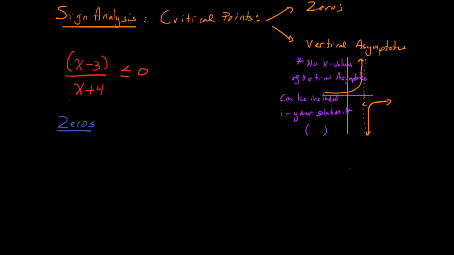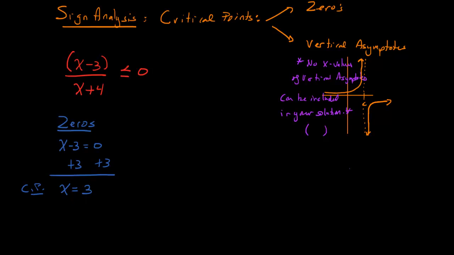We're going to identify our zeros by setting our numerator equal to 0. Our zeros will be determined by setting our numerator equal to 0. So we can add 3 on both sides, so we get x is equal to a value of 3. This will be one critical point.